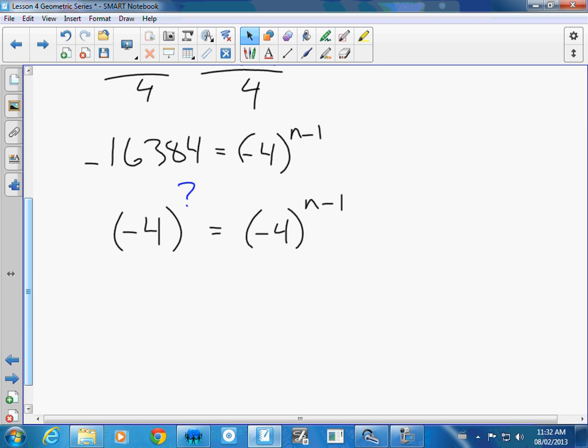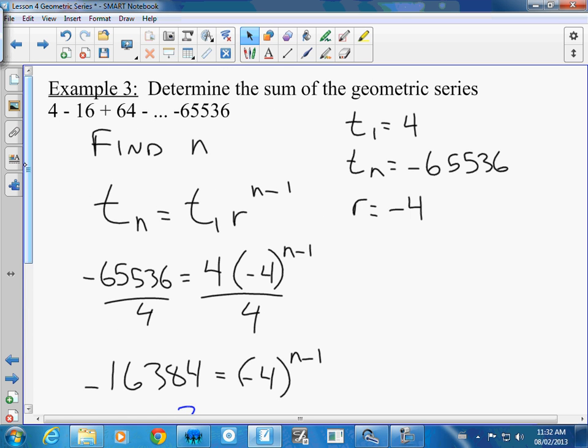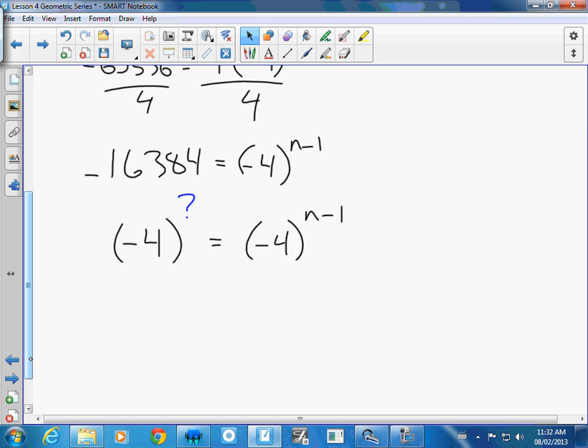Well, is it going to be a 2? What's negative 4 squared? Positive 16. No dice. What about 3? Negative 4 times negative 4 times negative 4 is negative 64. Not happening. I don't know if you notice those numbers I'm talking about. Are they the same in the sequence, other than the sign? 5? 6? How do you do it?